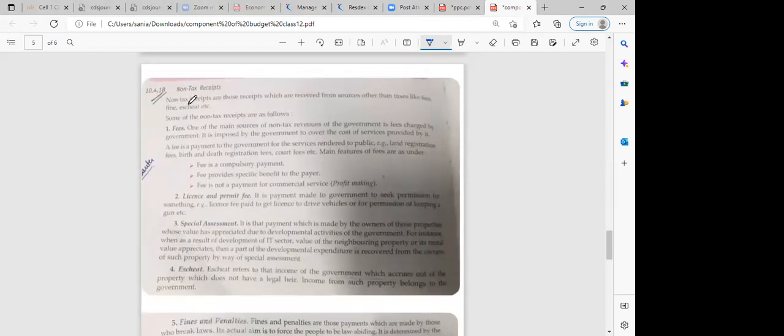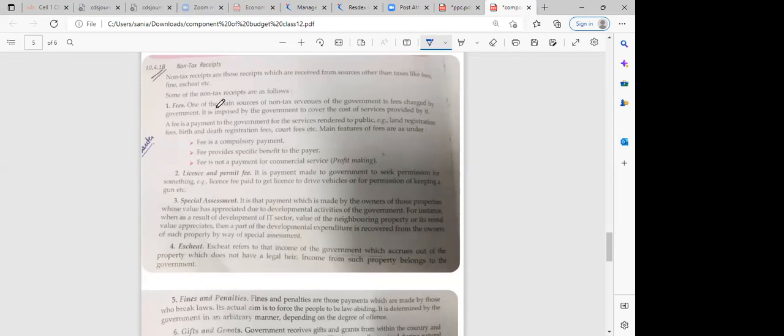Basically, non-tax receipts are those receipts which are received from sources other than tax. Tax is money which you are receiving through tax, but if you are receiving money other than taxes, then it is a non-tax receipt. Like fees, fines, all these come under non-tax. Tax is basically corporate tax, GST, income tax, all this. But if I'm paying a fine or any fees, this always comes under non-tax. So fees are one of the main sources of non-tax revenue of the government.